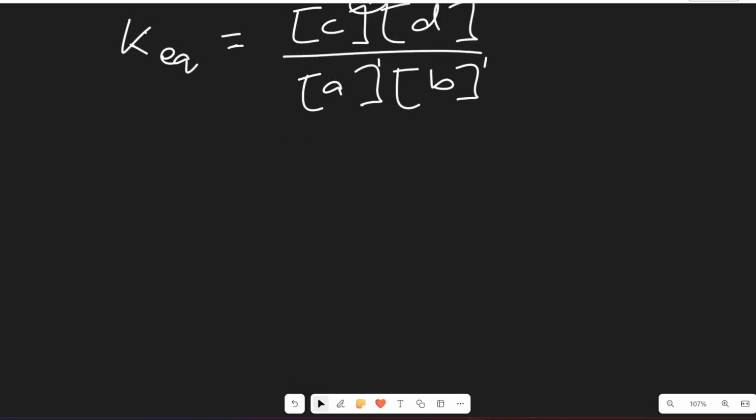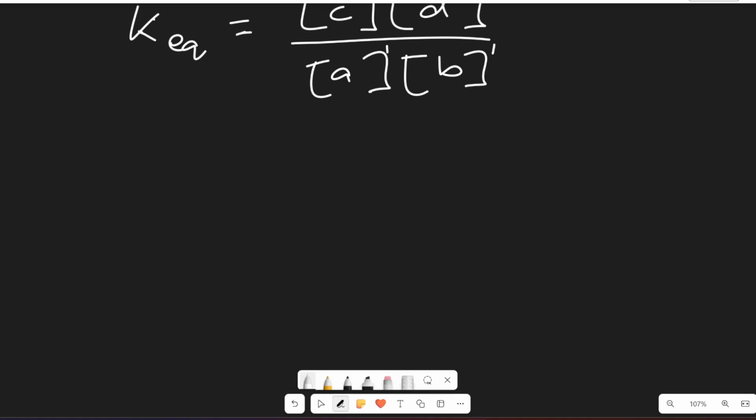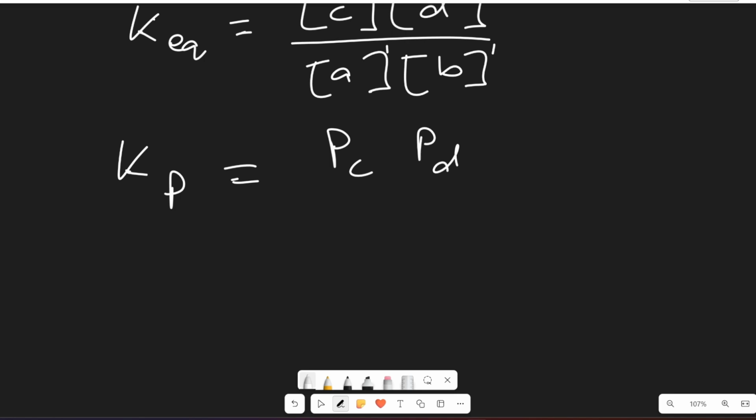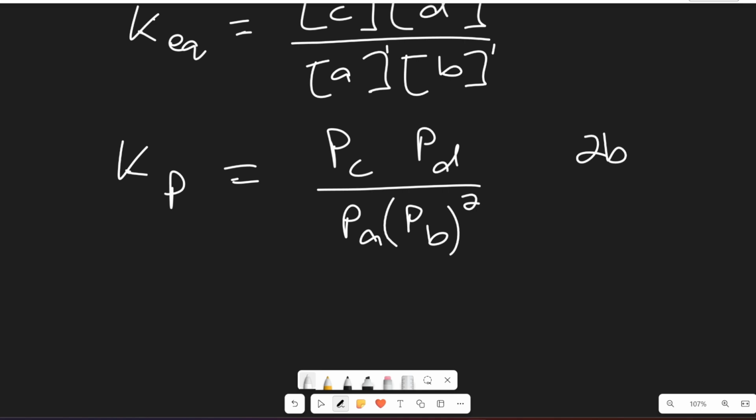So another type of equilibrium expression that we use is known as our Kp. This is essentially for gases. So it's the same concept. Instead of concentrations, because we don't use concentrations for gases, we use partial pressures. We'd have the pressure of C times the pressure of D over the pressure of A times the pressure of B, and these are essentially partial pressures. And in the same way, let's say we had 2B, well, the partial pressure of B would be raised to the second power in the expression.